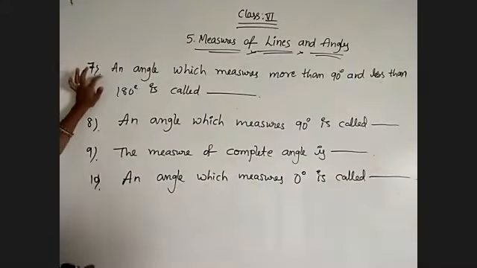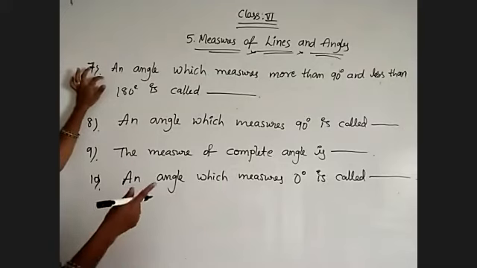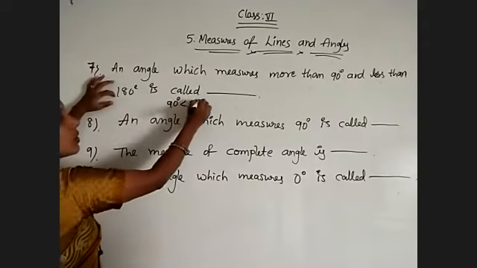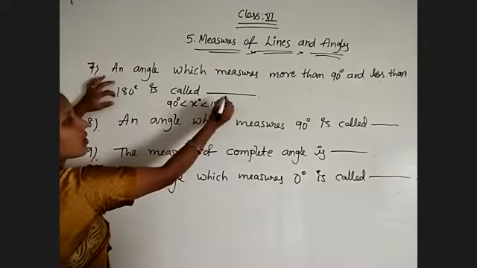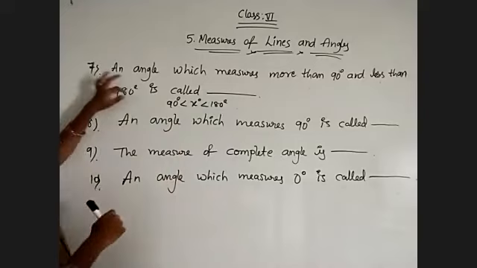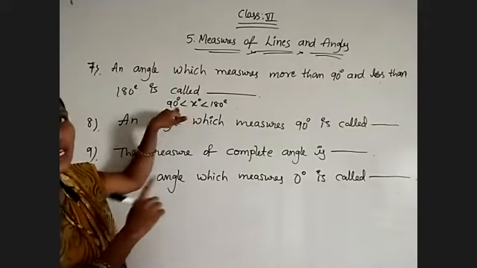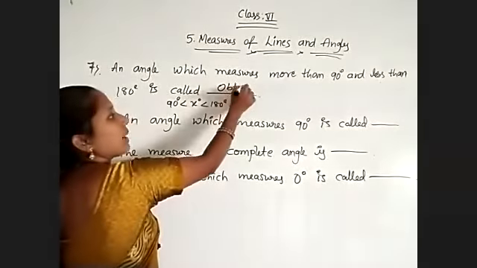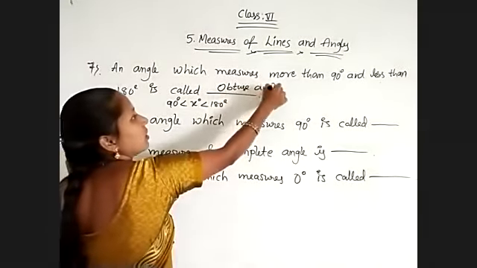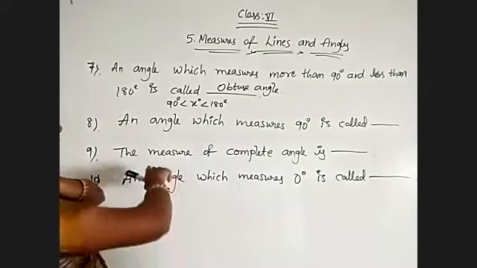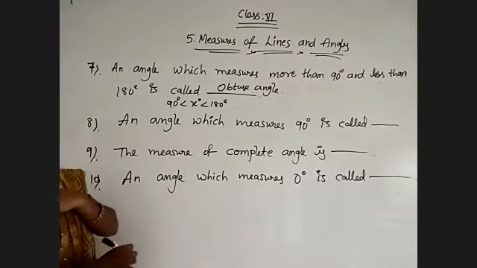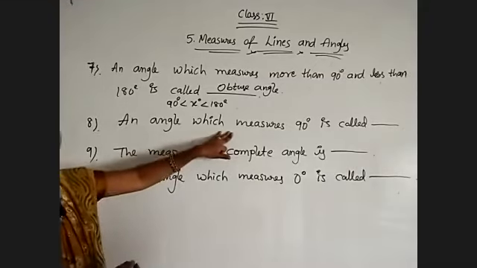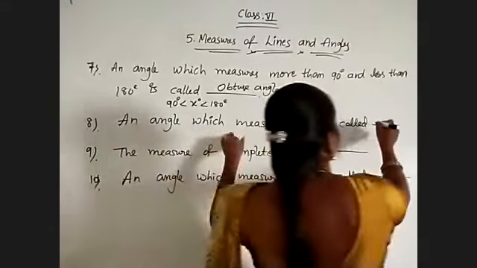Now see, an angle which measures more than 90 and less than 180, that means the angle is in between 90 to 180 degrees. What will we call this type of angles? The angles which are between 90 to 180 are obtuse angles. So it is an obtuse angle. And the second question: an angle which measures 90 degrees. We have a particular name for 90 degrees. What is that name? Write it. So that is a right angle.